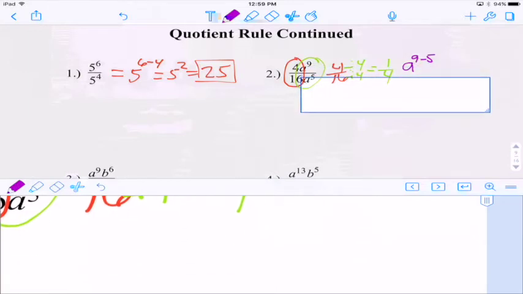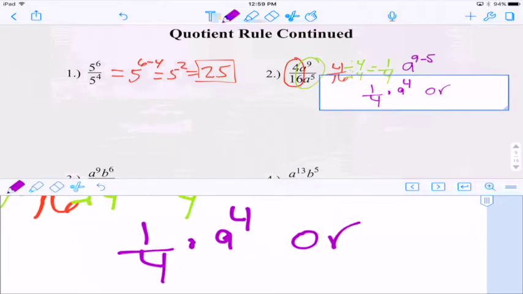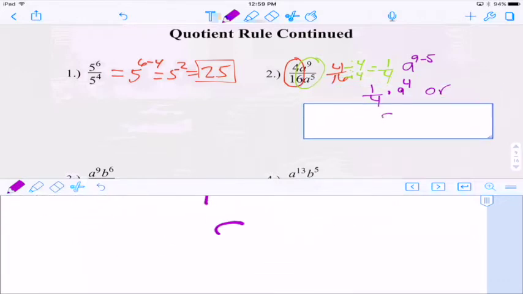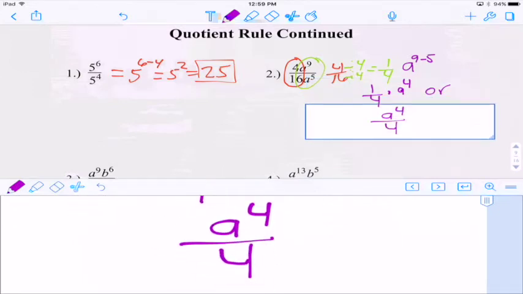Okay, so I could write this in a couple ways. I could say 1/4 times a to the 4th, or I could say, I'm going to write it down here, a to the 4th divided by 4. Either one of those is fine. I like this one because it looks a little simpler.